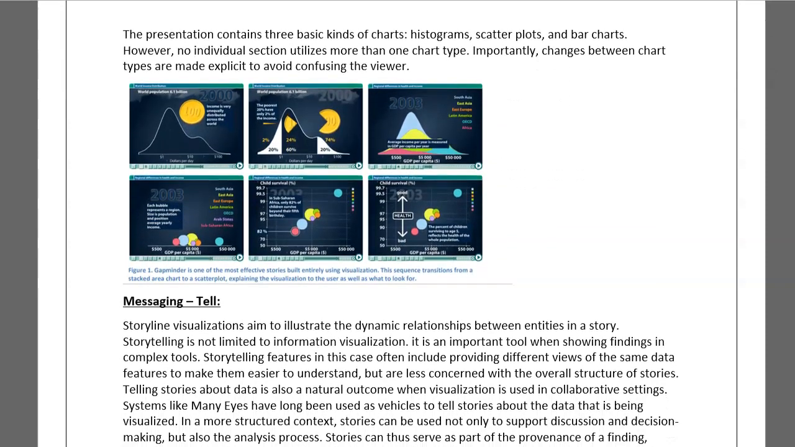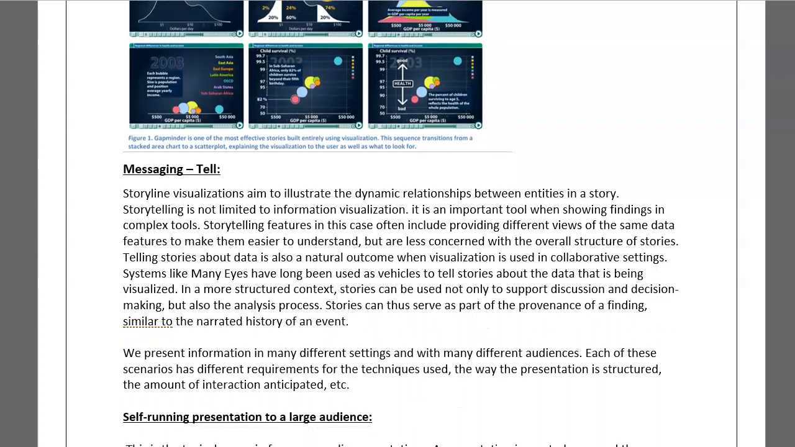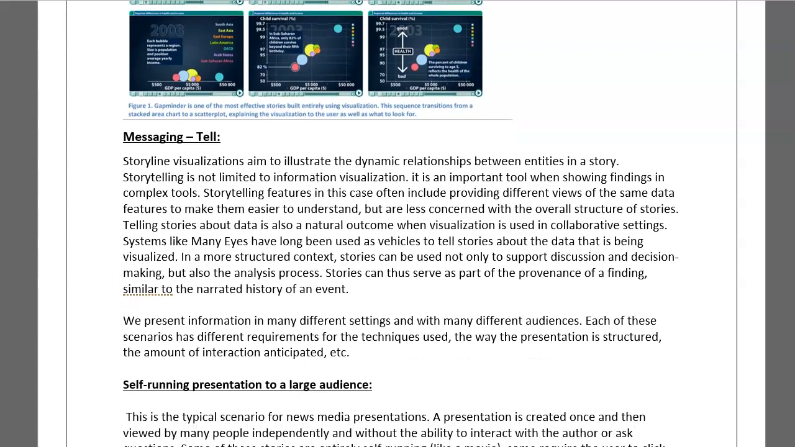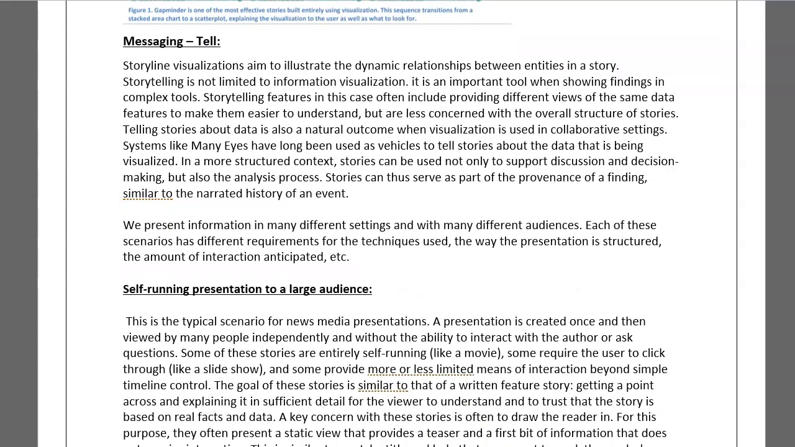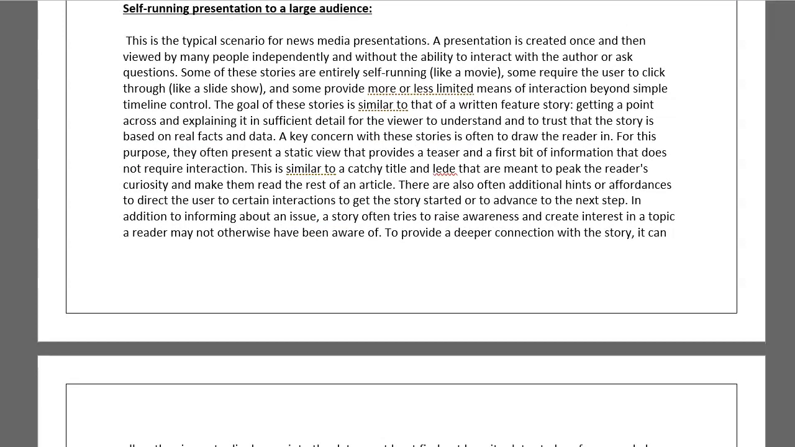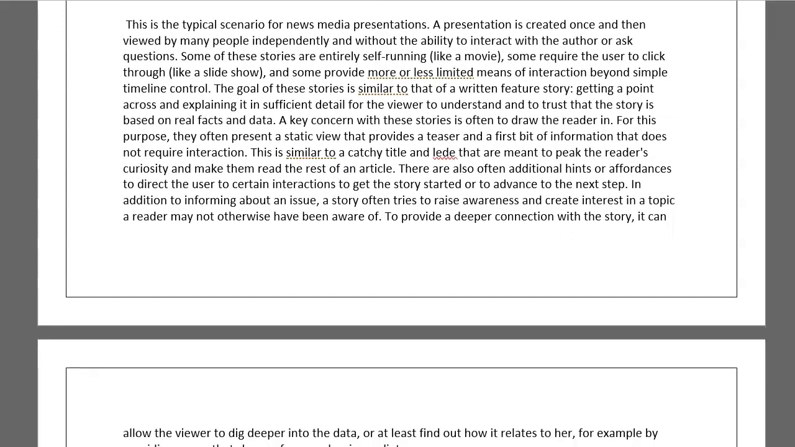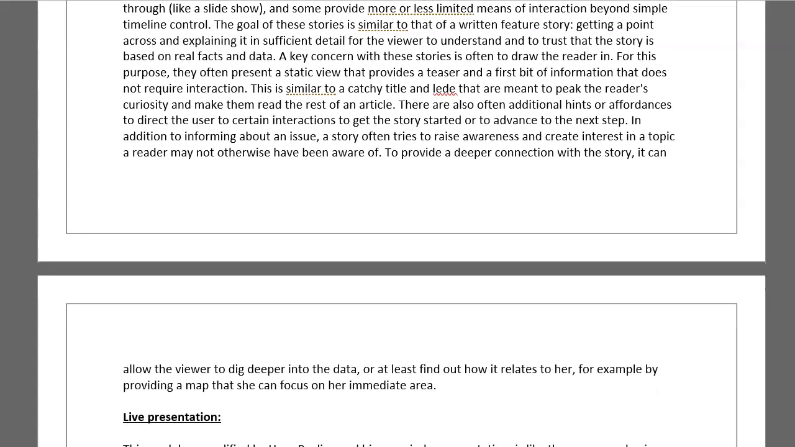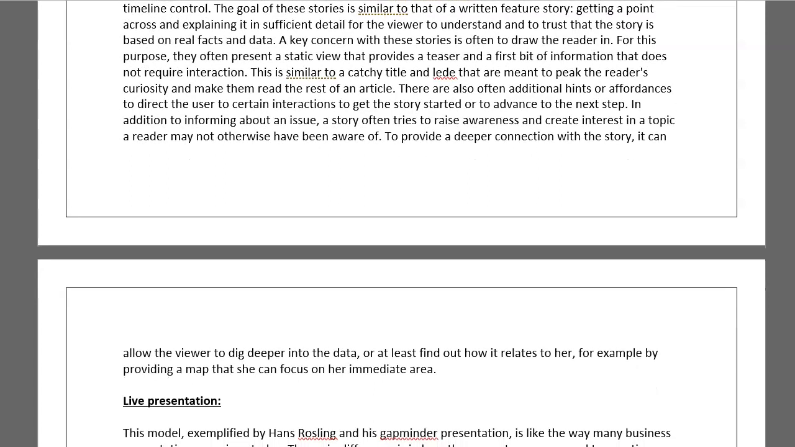The second one is messaging, which is going to be the tell. It's a storytelling process: how we are going to tell the overall product, graph and explain them in a much more detailed way so that it can easily be grasped. It's like a self-running presentation to a large audience, and they need to catch up with all the small minute details, then they can dig deeper to get better insights of all the data.